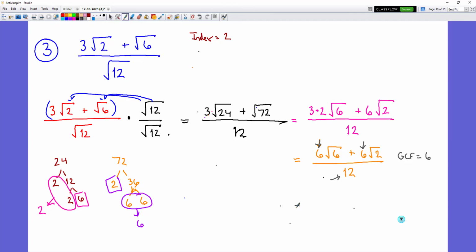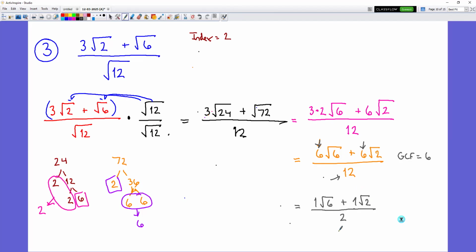So that means we're going to write it like this. So we have 6 divided by 6. That's going to be just 1. So it'll be basically 1 square root of 6. Plus, divide this number by 6. That's going to be 1 square root of 2. And then the 12 divided by 6 is going to be a 2.